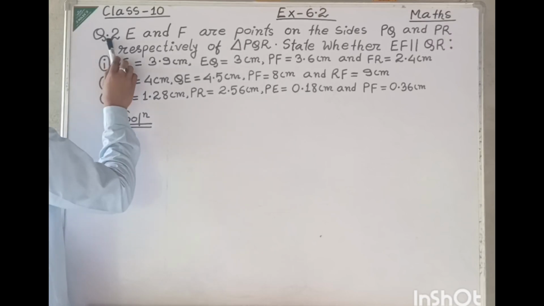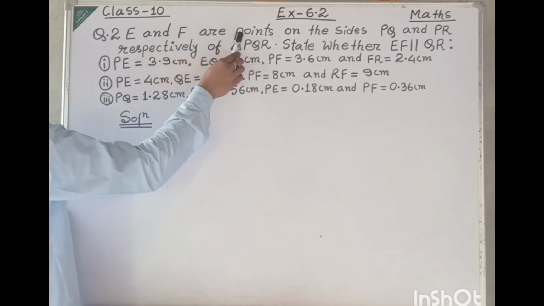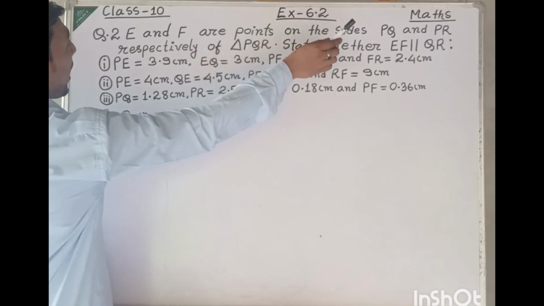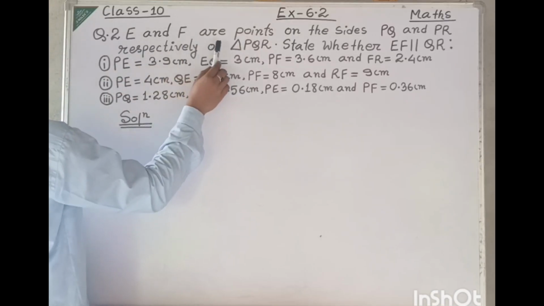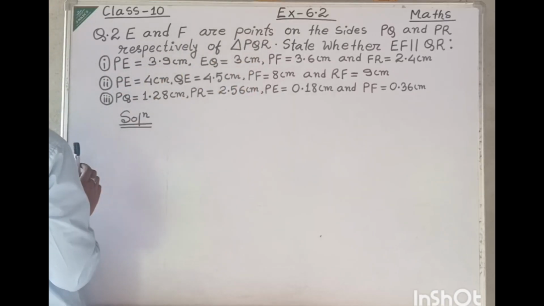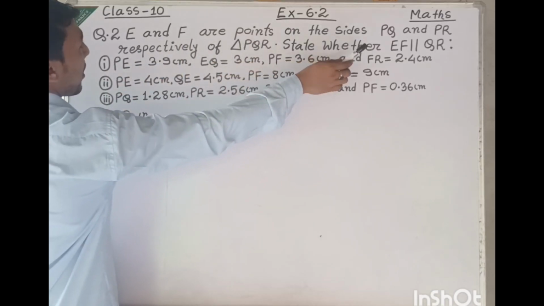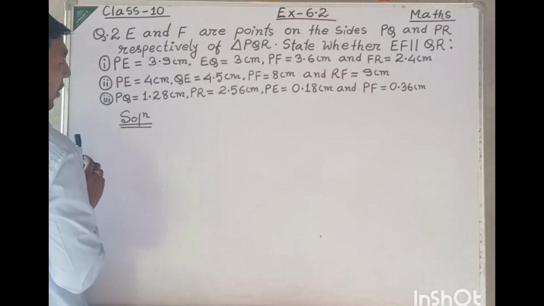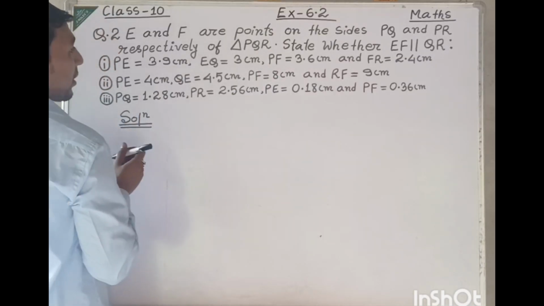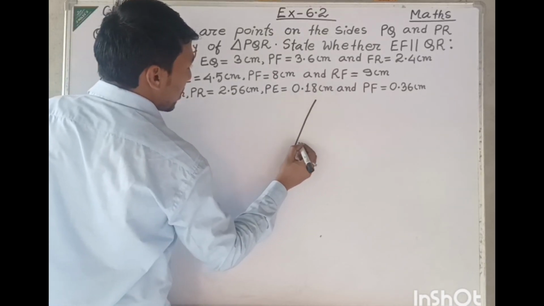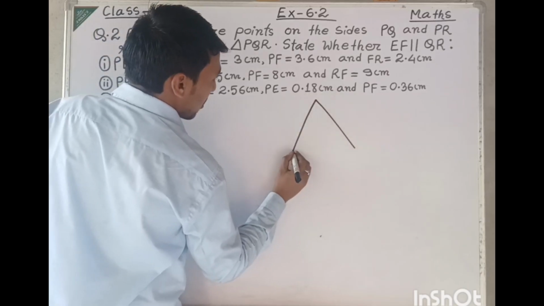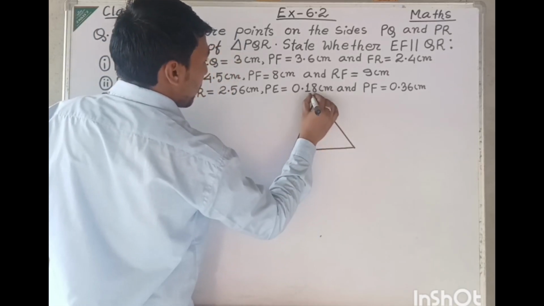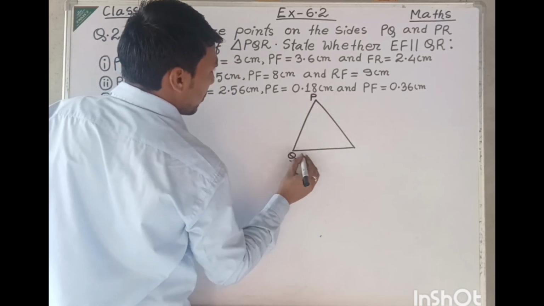So in question number 2, we have E and F are points on the sides PQ and PR respectively of triangle PQR. State whether EF is parallel to QR. So according to this question, first we'll make one triangle and the name of this triangle is PQR.